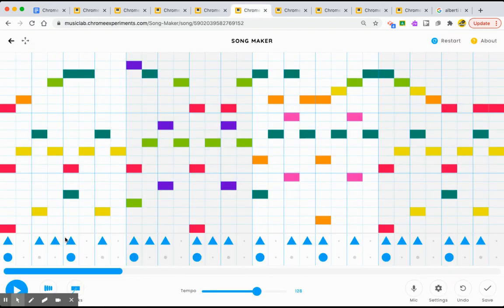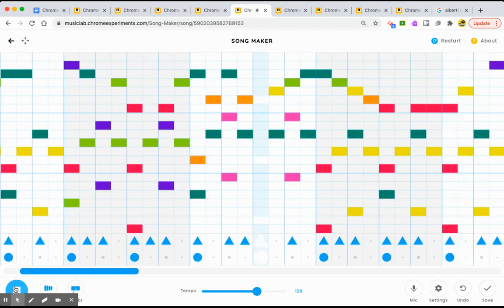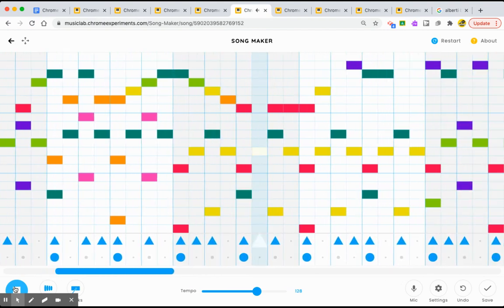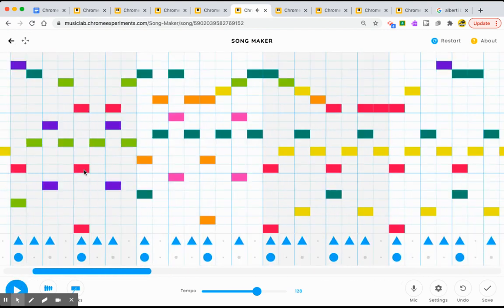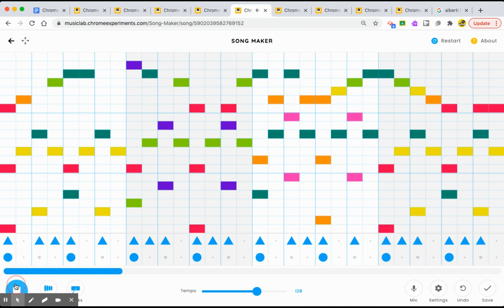And again, here's our double arpeggio. I'm going to go back and play this one more time.